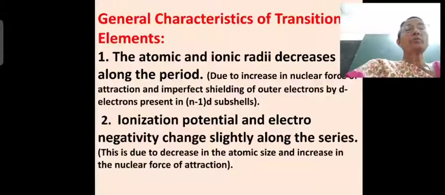Next characteristic we will study in the next class: ionization potential and electronegativity. Before that you must be thorough with ionization potential and electronegativity, which you already learned in PU classes. Any doubts, please clarify either through a call or through WhatsApp, whatever you feel like.